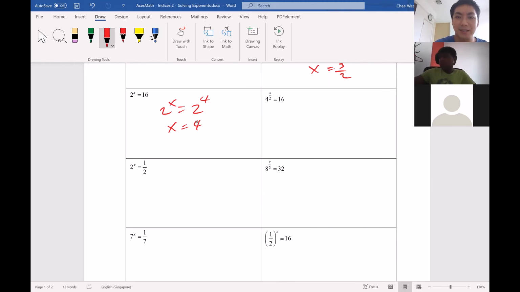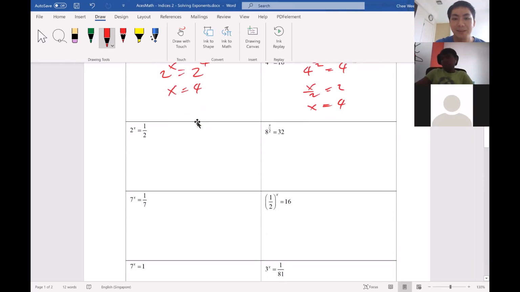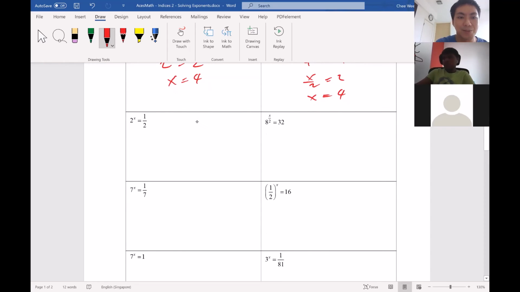Okay, then this kind, same gameplay. So 16 can be turned into 4, so it's 4 squared. So x over 2 is equal to 2, x is equal to 4 right away. All right, then this kind, same gameplay, you must recognize that half is 2 to the power of -1, so x is equal to -1.